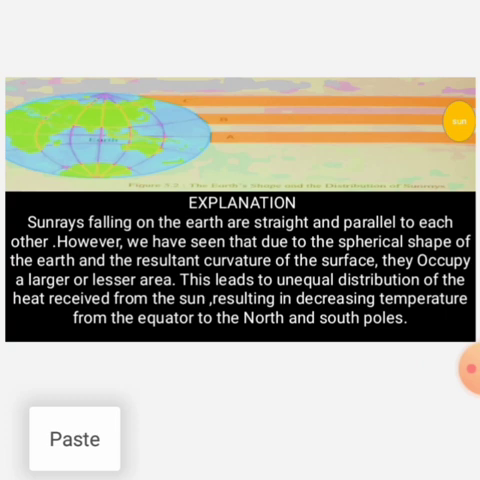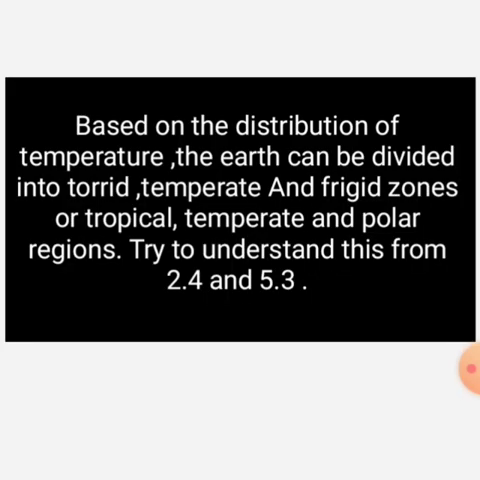This leads to unequal distribution of heat received from the sun. So because of this, the heat received from the sun may be very hot or it may be very cool also, resulting in decrease in temperature from the equator to the north and south pole. Based on the distribution of temperature, the earth can be divided into torrid zone, temperate zone and frigid zone, or tropical, temperate and polar regions. Try to understand this from the 5.3 figure.